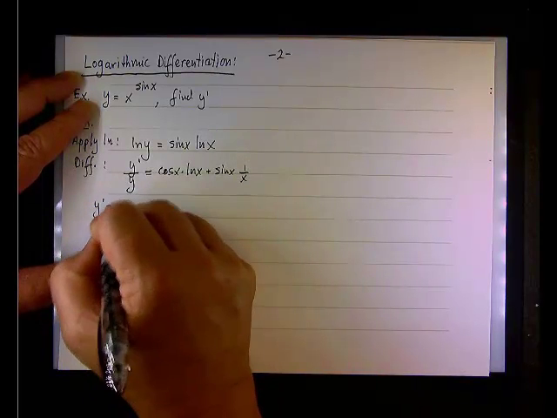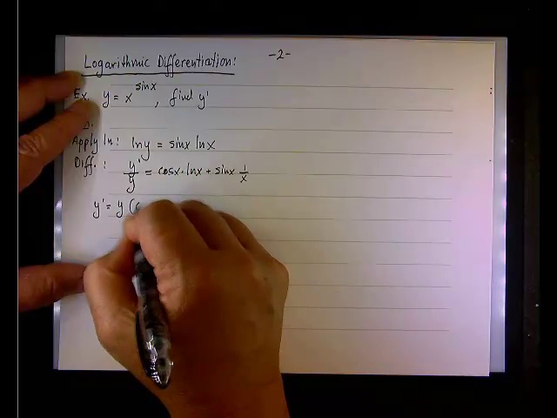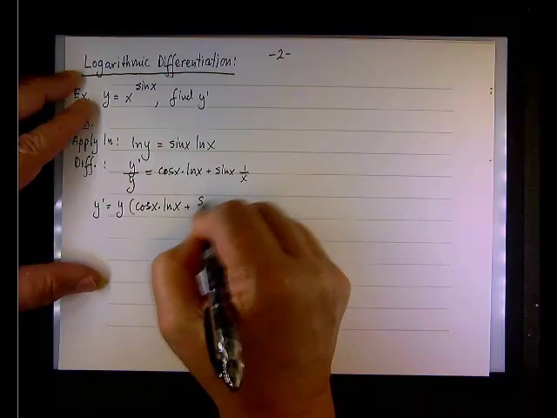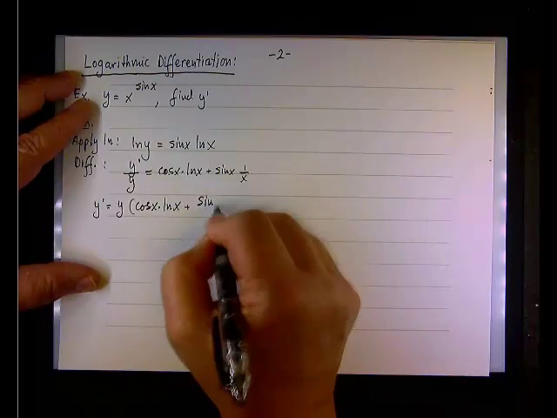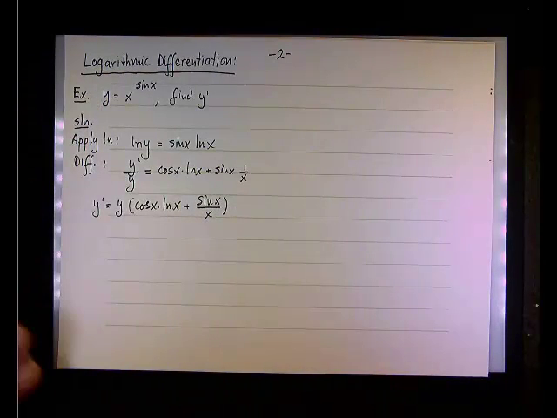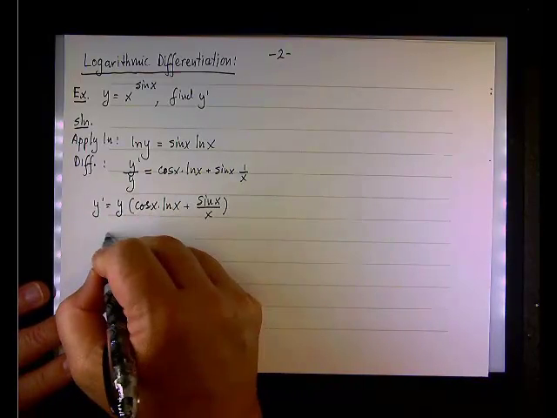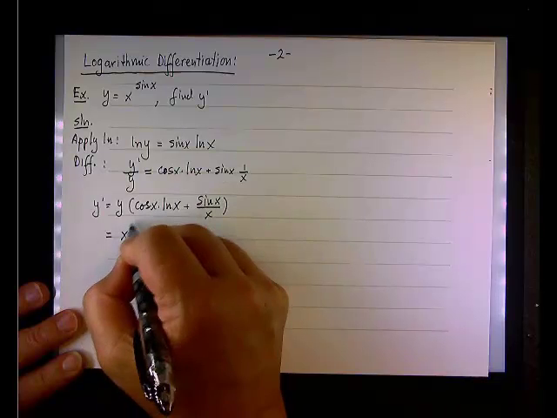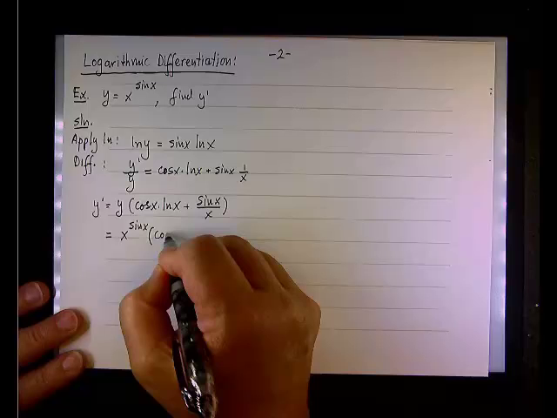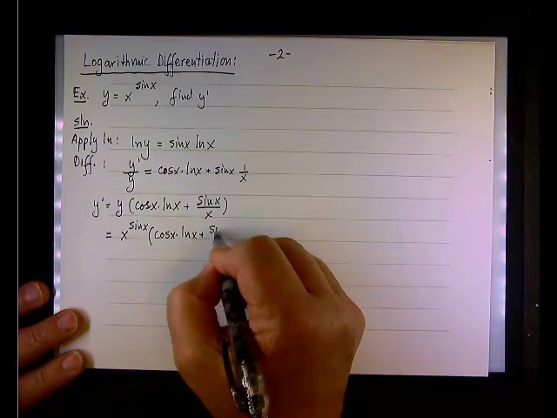And to bring it home, we need to multiply by y. So y prime equals y times cosine x times natural log of x plus sine of x over x. Okay, and substitute y with x raised to the power of sine x, and this pretty much completes the exercise.